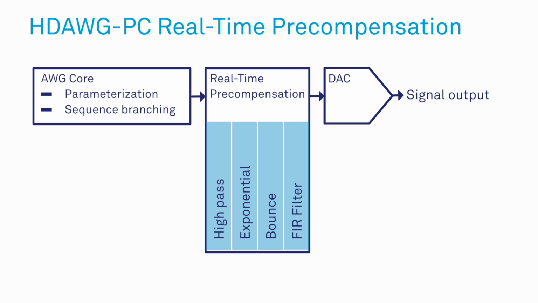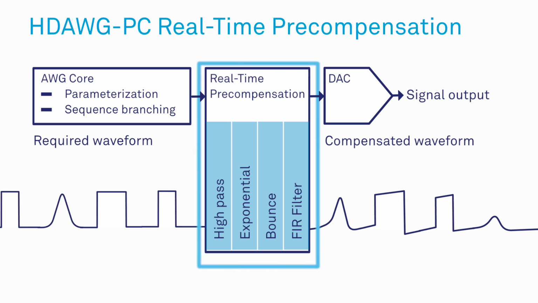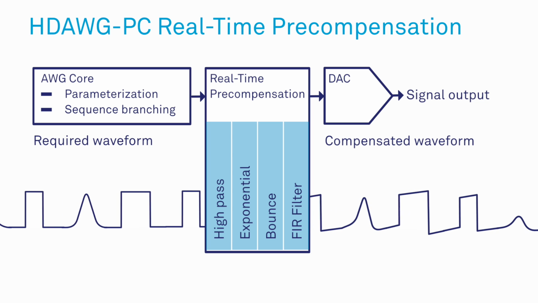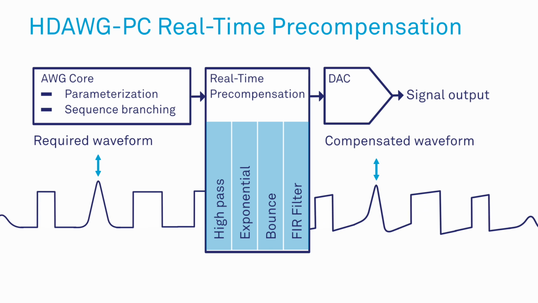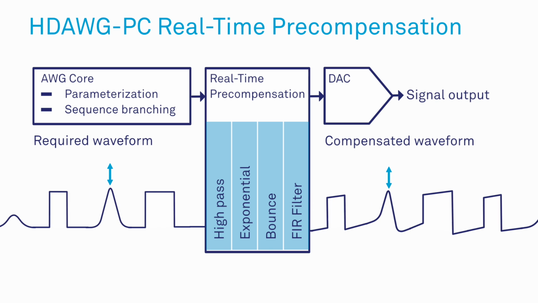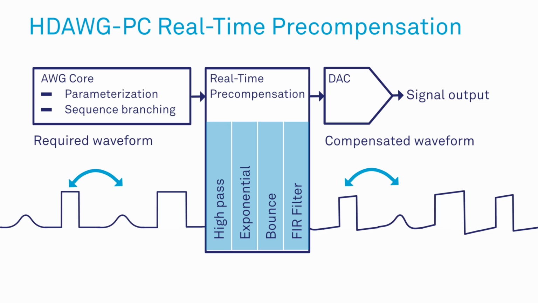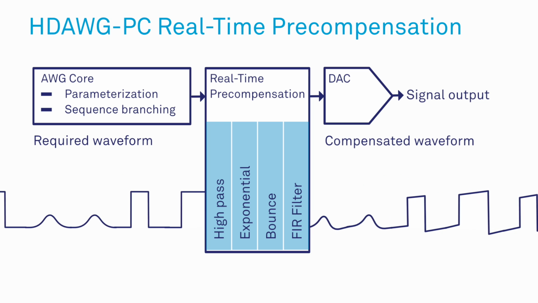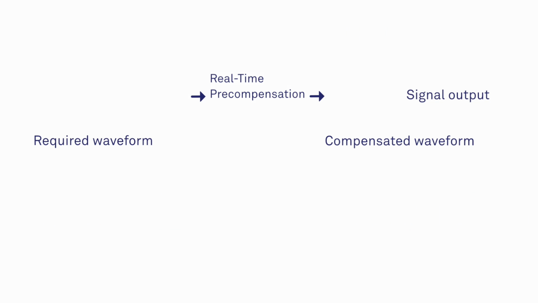With our real-time precompensation, filter functions are applied on each sample right before playback, considering the response of the actual preceding sequence. This convenient and flexible solution allows the user to exploit all the benefits of parameterization and sequence branching, whilst retaining the precompensation and focusing on programming only the required waveform.